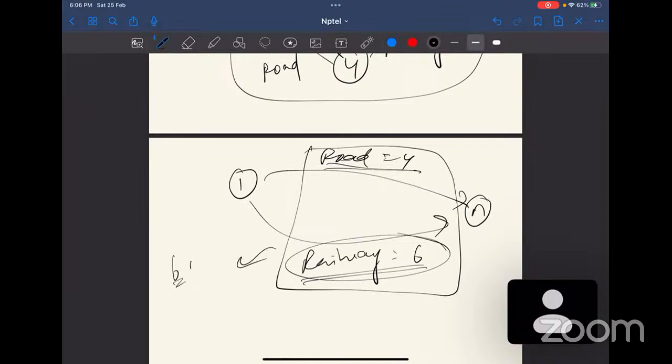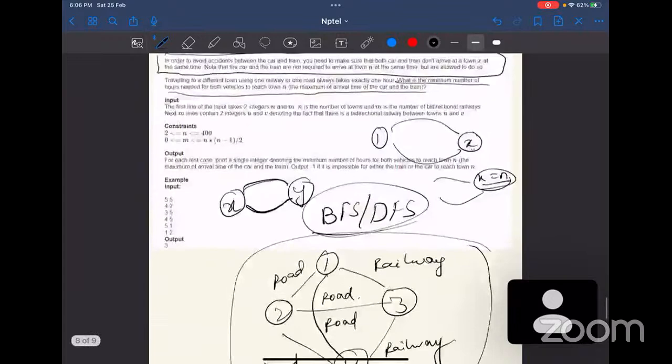Okay, so what we have to do is find the minimum time for road, the minimum time for railway, and print the maximum of these two. How will we do this?